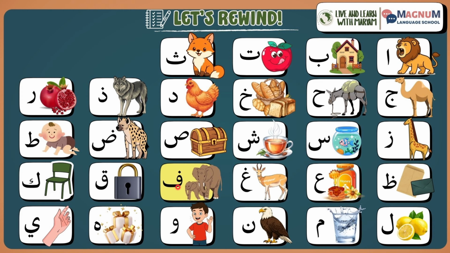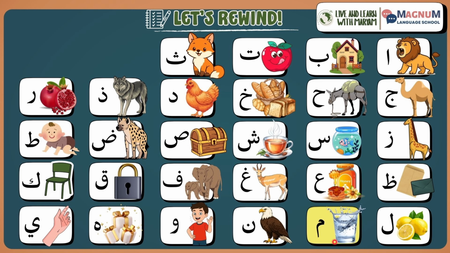Faa for Filun means elephant. Qaaf for Quflun means lock. Kaaf for Kursiyun means chair. Laam for Laymunun means lemon.